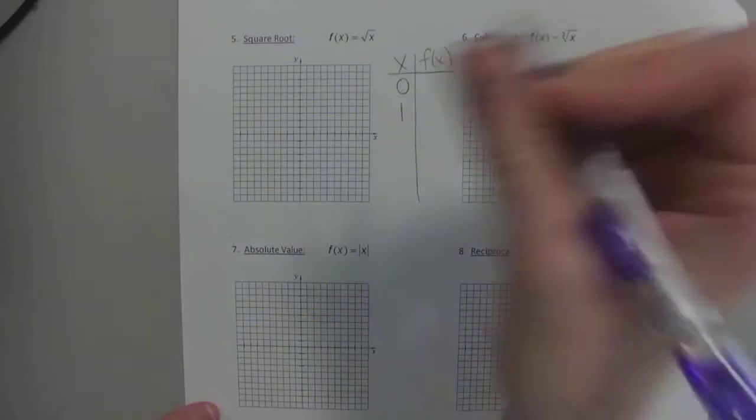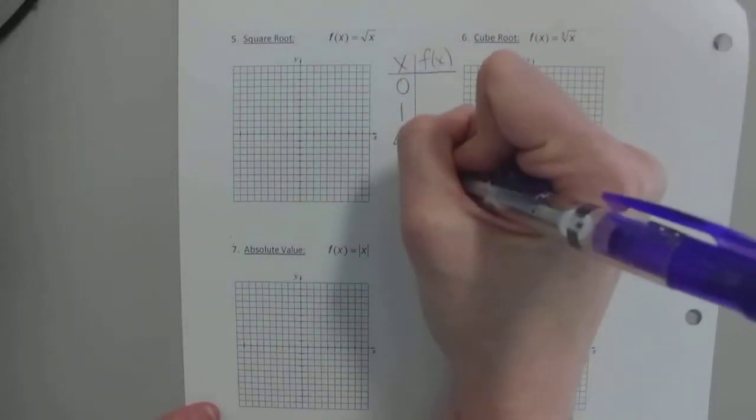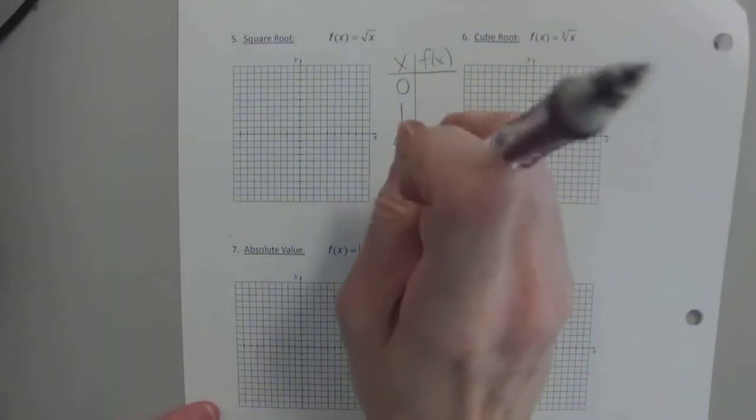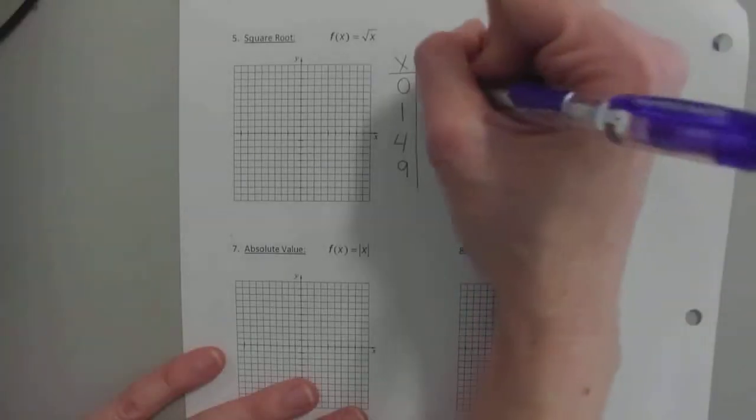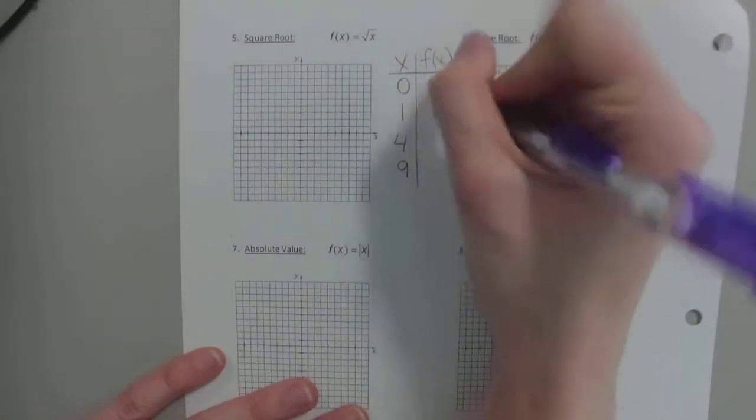So 0 is the first one I pick because the square root of 0 is really easy to find. The next x value I pick is 1, and then what's the next perfect square? 4, and then 9. We're not going to go past that because our graph only goes over 10 units, all right? So how do we get the y values for each of these x values? You just plug them in and find the square roots of each of them.